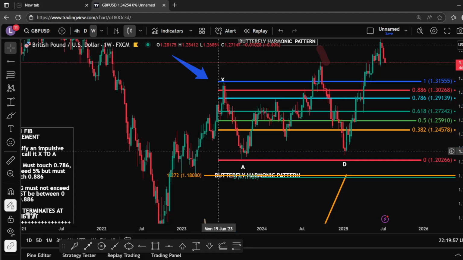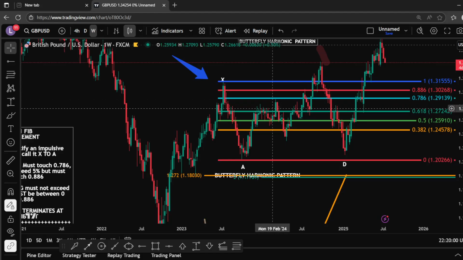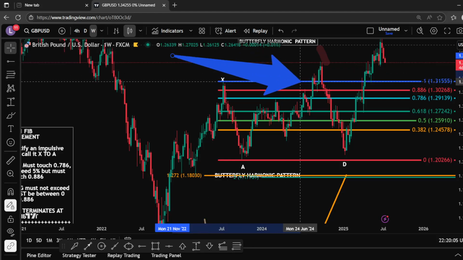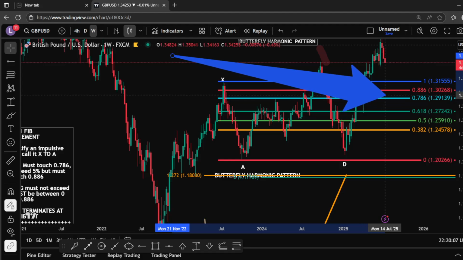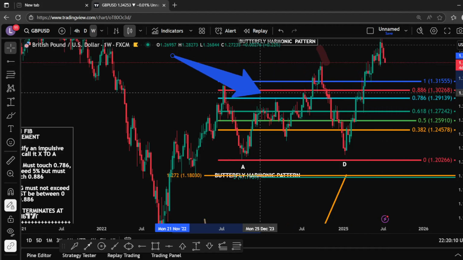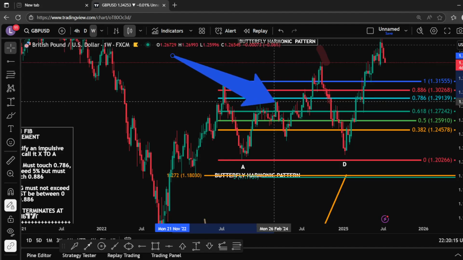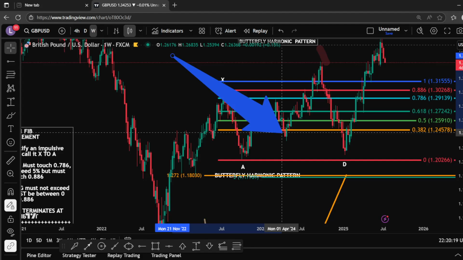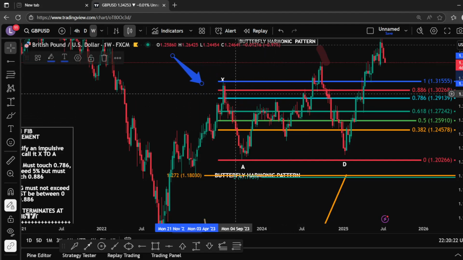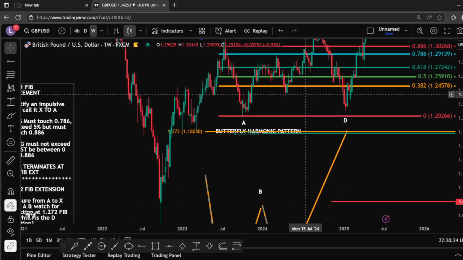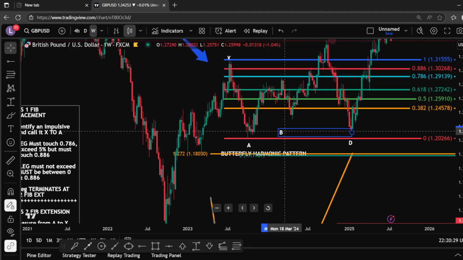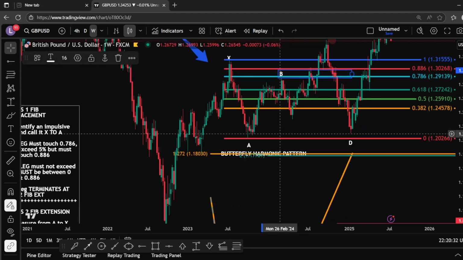Okay, the B leg we say is at precise 0.786, and if you take a look, this is our 0.786, and the price tapped the 0.786, and then it rejected the number and then we pulled back. Okay, so for our C leg, so let's denote this as our B leg right there.